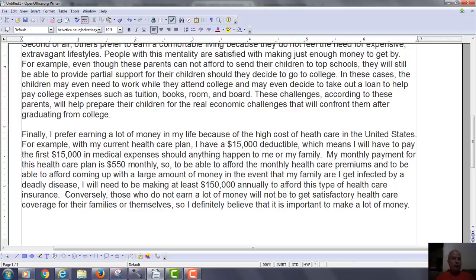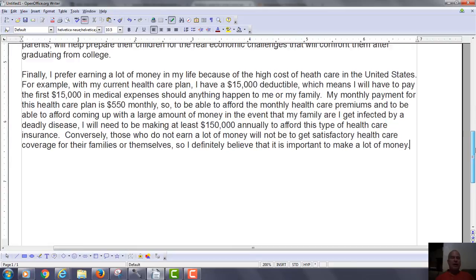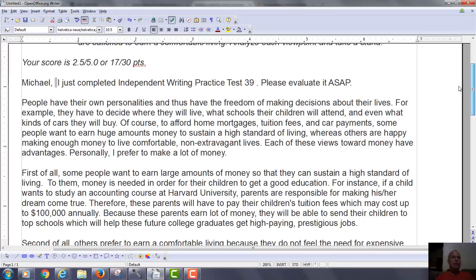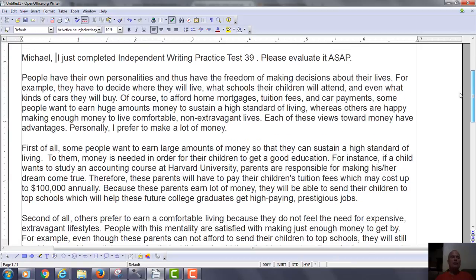Conversely, those who do not earn a lot of money will not be able to get satisfactory health care coverage for their families or themselves, so I definitely believe that it is important to make a lot of money. And that's it, right? So that's kind of what you want to do. So that's a little bit different from how you developed your idea.